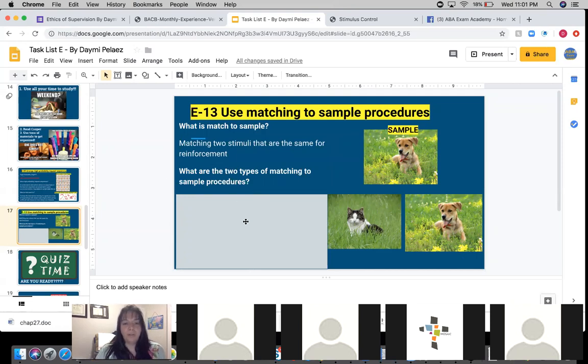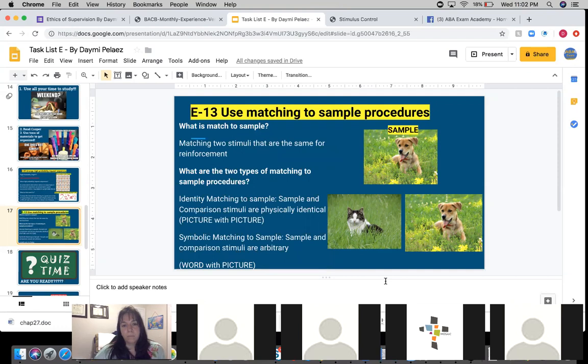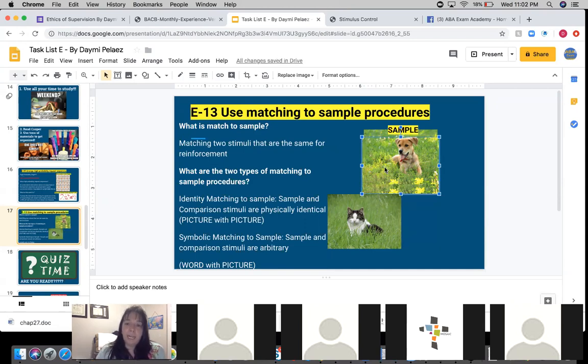Okay, so I found out that there's two different types of matching to sample procedures. Does anybody know those two types? Identical, non-identical. Okay, identity matching and simple... Oh, symbolic matching. Yeah. So it's identity matching to sample and symbolic matching to sample. Identity matching to sample is when sample and comparison stimuli are physically identical. So picture with picture, which is what's here. So if I grab this picture and I put it on top of here, if you say match and I put one on top of the other, I get reinforcement.